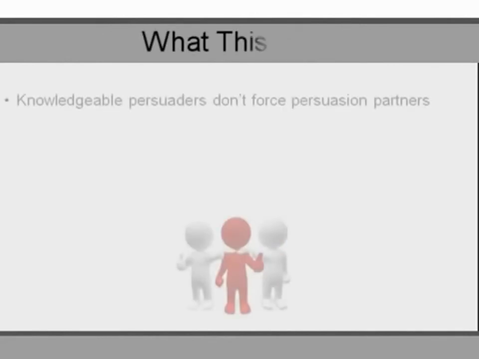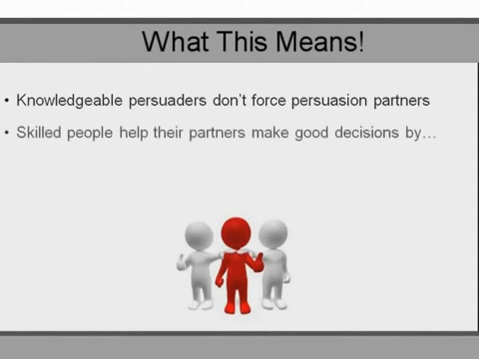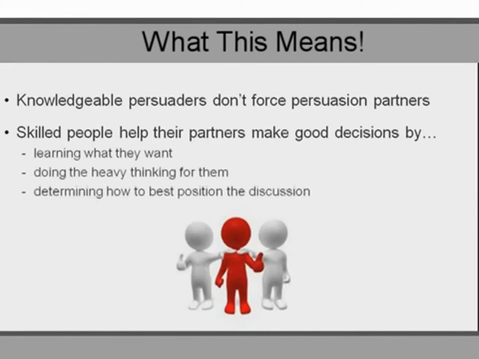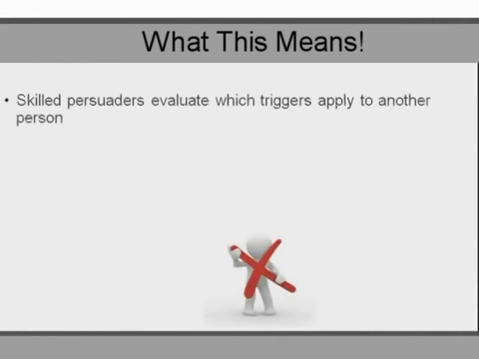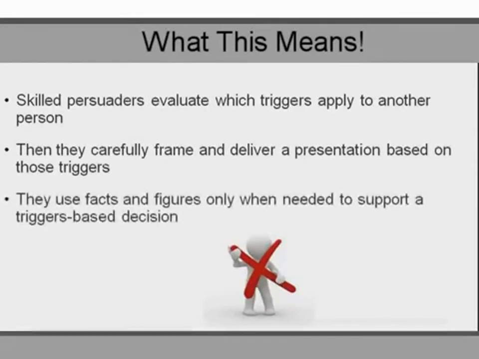Now, what does this mean for you as the persuader? Knowledgeable persuaders don't force persuasion partners into icy water. Skilled people don't demand 300% more energy for decisions. They help their partners make good decisions by learning what they want, doing the heavy thinking for them, then determining how to best position the discussion. Skilled persuaders evaluate which triggers apply to another person. Then they carefully frame and deliver a presentation based on those triggers. They use facts and figures only when needed to support a triggers-based decision.